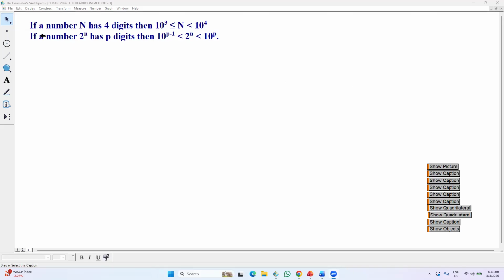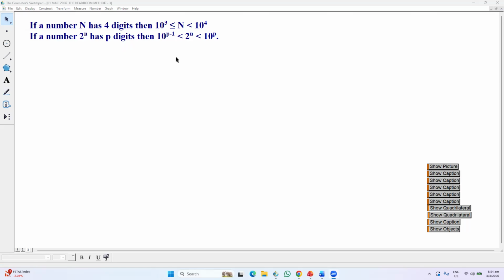We begin this video with two useful pieces of information. The first: if a number n has 4 digits, then n is between 1000 and 10,000. If a number 2^n has p digits, then 2^n is between 10^(p-1) and 10^p. We observe that when the power is 4, then n has 4 digits. So when the power here is p, 2^n has p digits.